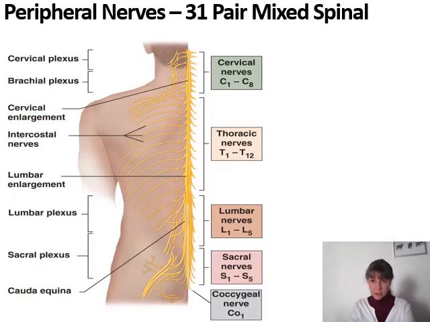Remember, there are 31 pairs of mixed spinal nerves. There are actually 8 cervical nerves. You remember there are only 7 cervical vertebrae. However, the first pair of cervical nerves comes off of the spinal cord above atlas, which is C1. Then we have 12 thoracic, 5 lumbar, 5 sacral nerves, and 1 coccygeal nerve, for a total of 31 pairs of mixed spinal nerves.